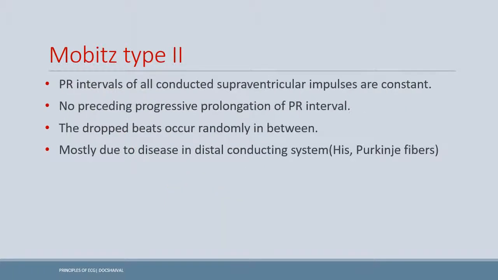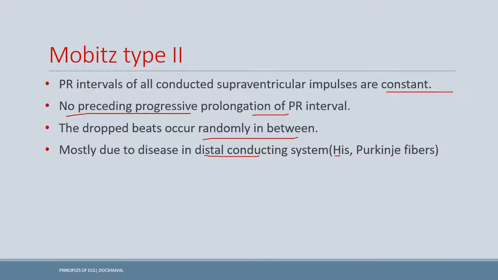Now Mobitz type 2 is when there is no Wenckebach phenomenon and the PR intervals of all conducted supraventricular impulses are constant. Then what is different? We have abnormal or intermittent absence of the QRS complexes, and that is what I have written over here, that there is no preceding progressive prolongation of PR interval, that is the Wenckebach phenomenon, and the drop beats occur randomly in between.